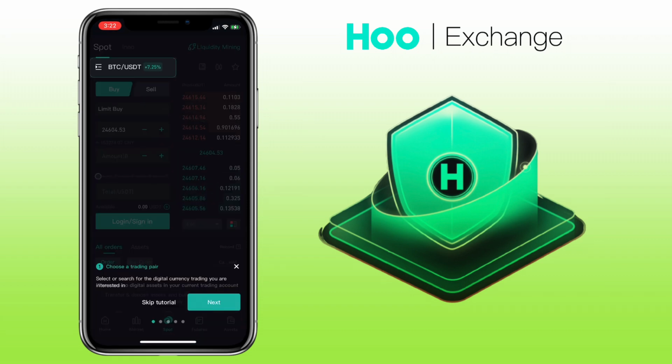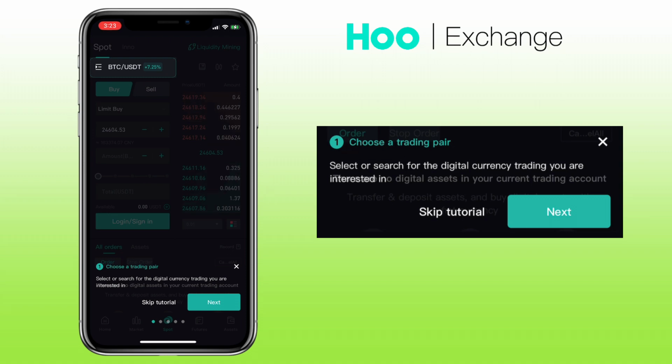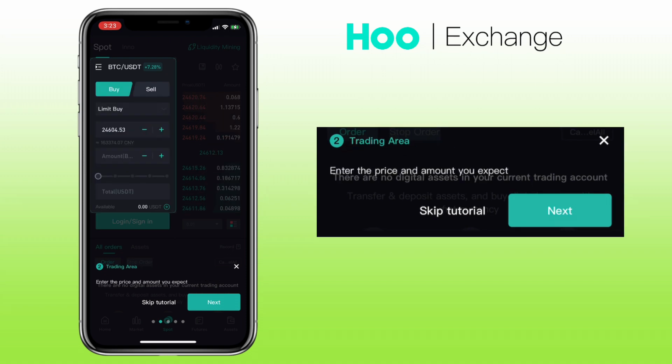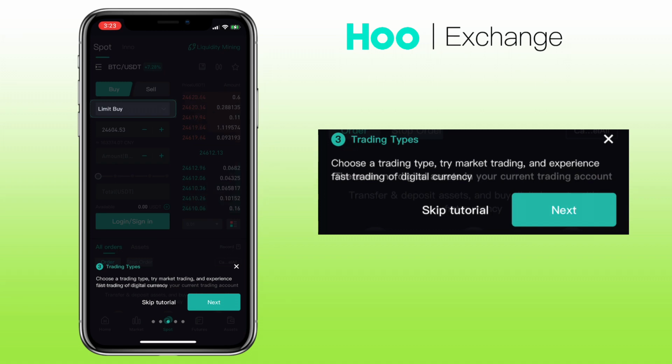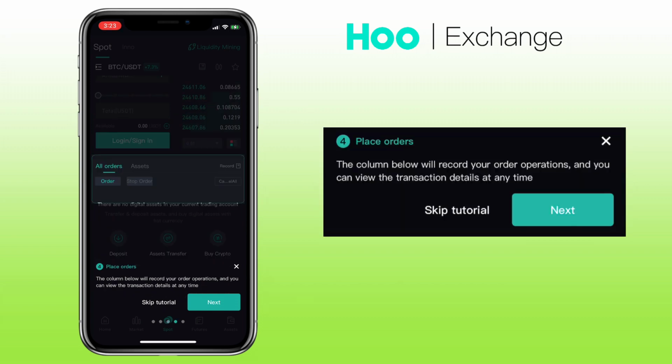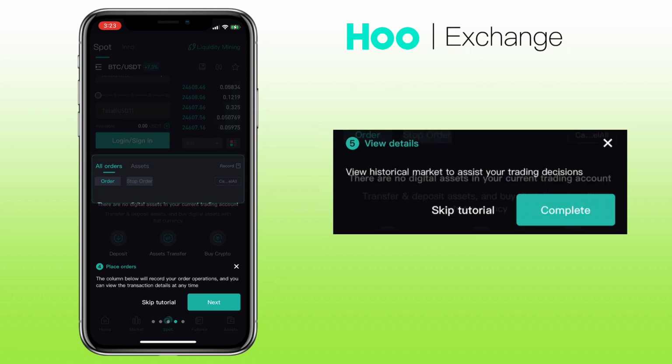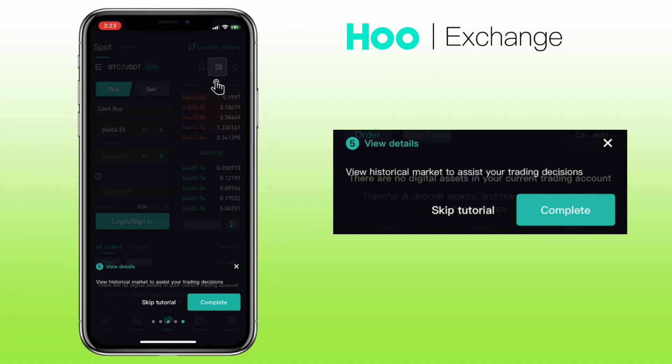Here's a quick tutorial. First, choose a trading pair. Select or search for the digital currency trading you are interested in. Second, this is the trading area where you enter the price and amount you expect. Third, choose a trading type. Try market trading and experience fast trading of digital currency. Number 4. Place orders. The column below will record your order operations and you can view your transaction details at any time. And lastly, view details. View historical market to assist your trading decisions.